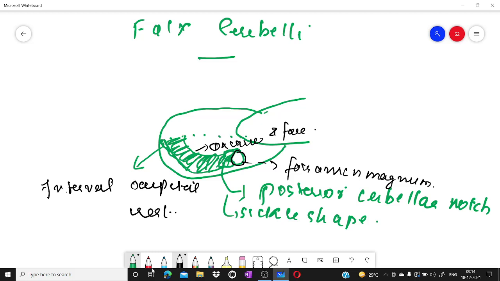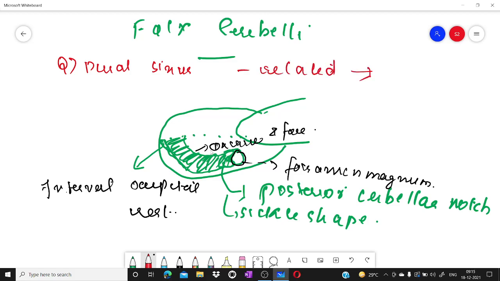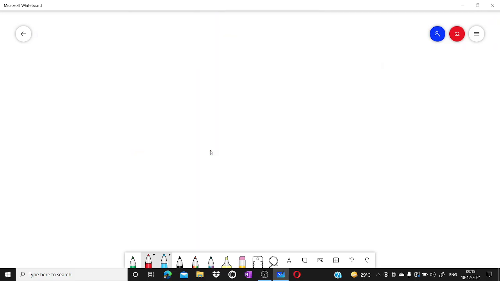Now the important question: which dural sinus is related to the falx cerebelli? There is one dural venous sinus related to the falx cerebelli, that is the occipital sinus, which is located here. Now the last dural fold is the diaphragma sellae.